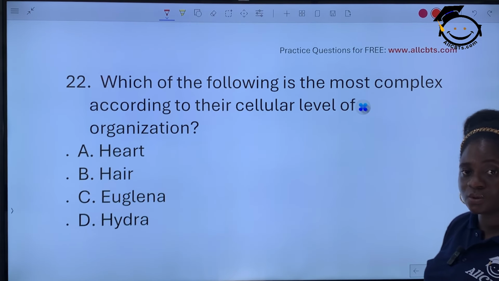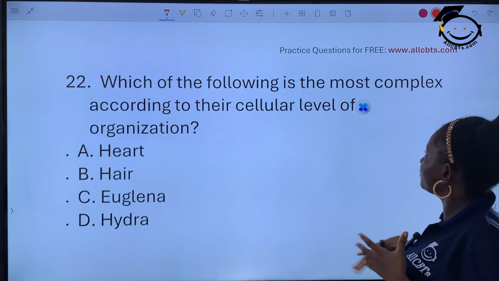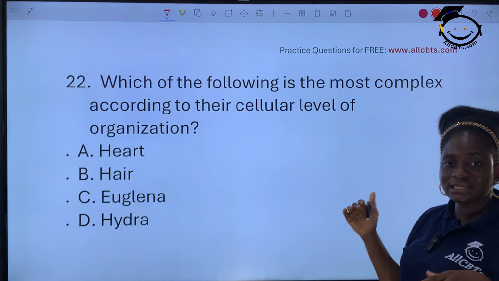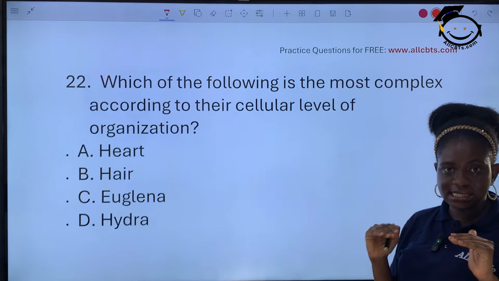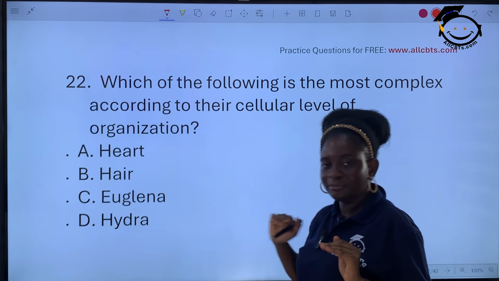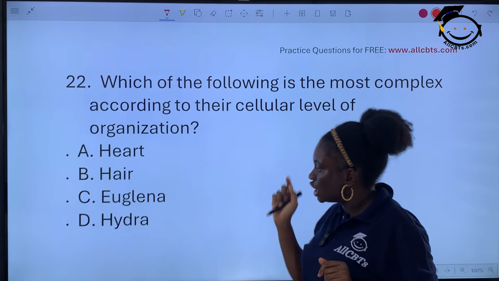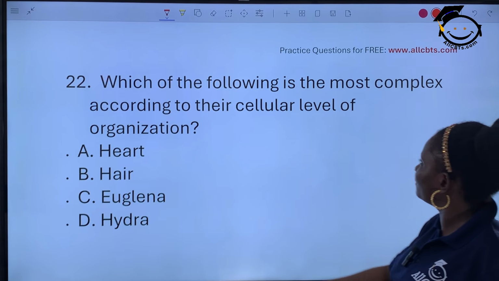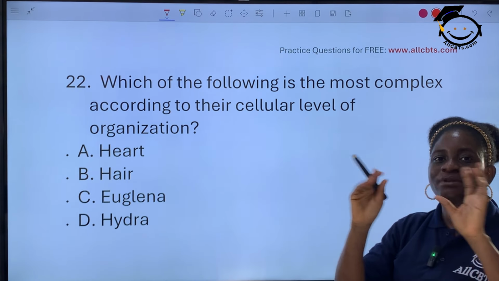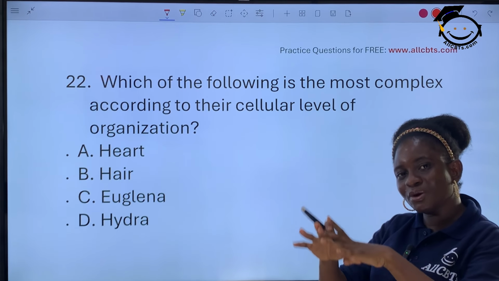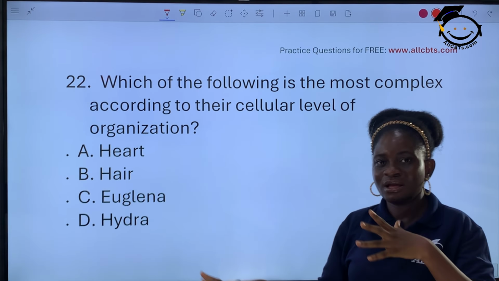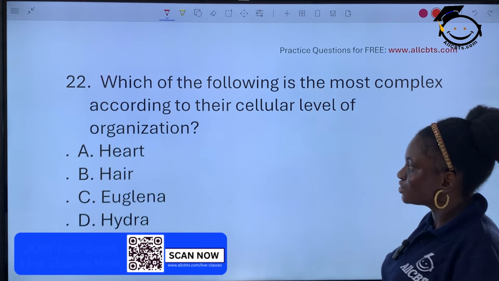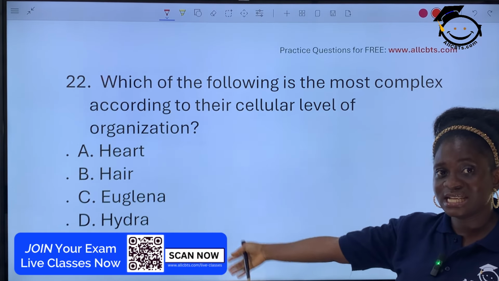The next question, question 22. Which of the following is the most complex according to their cellular level of organization? A. Heart, B. Hair, C. Euglena, D. Hydra. So this question is saying which of these is complex, made up of a lot of tissues, has a lot of cells, like a machine with plenty of compartments. So which one can you deduce is the answer?